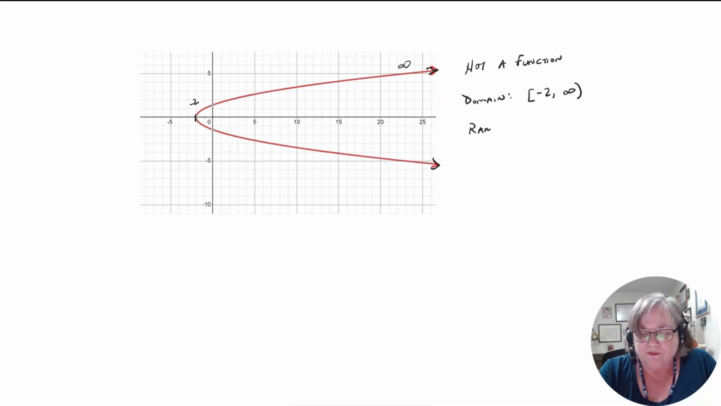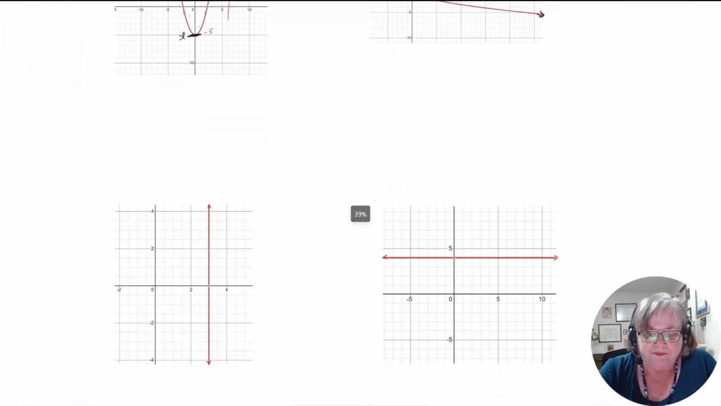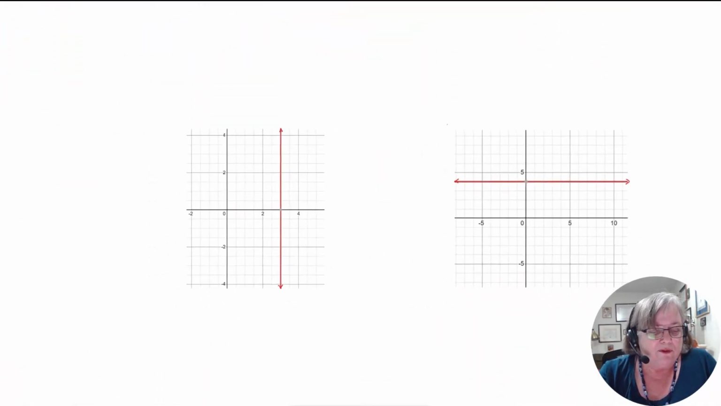And the range, well, it keeps going wider and wider and taller and taller. So my lowest point is going to be negative infinity to infinity. Doing okay? Hope so. Let's do another one. This is a vertical line. This is not a function. It is a vertical line.